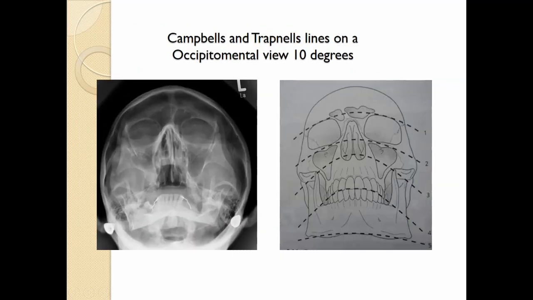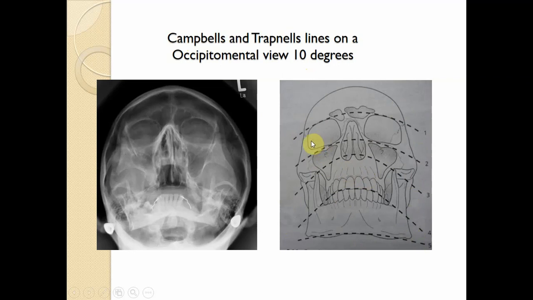Mostly the common one we use is the occipitomental view. In the occipitomental view, in the radiograph, we can identify the Campbell and Trapnell lines. These are the 5 lines. Campbell lines are the first 4 lines, 1, 2, 3 and 4. The 5th line is called the Trapnell line.